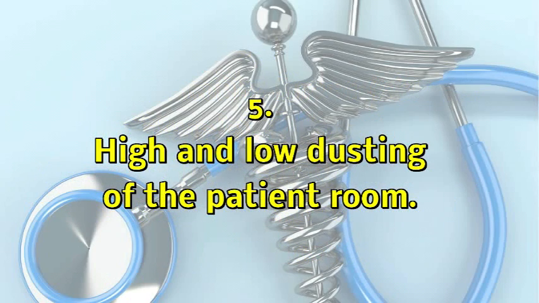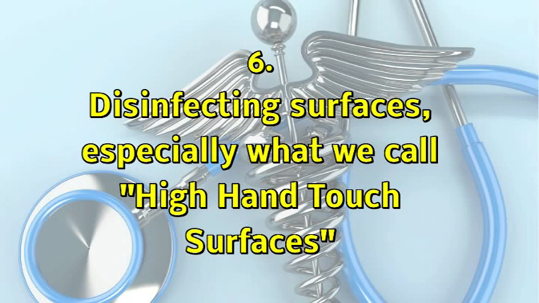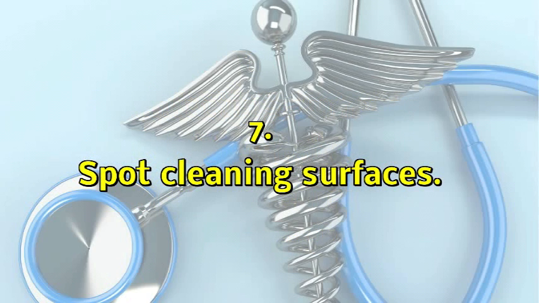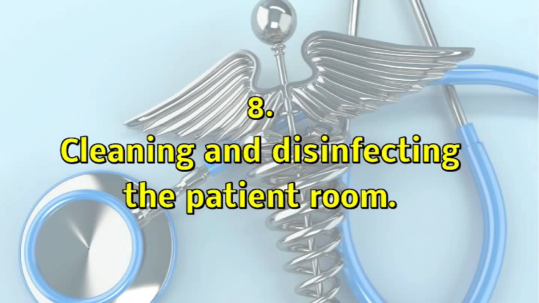Number 5. High and low dusting of patient room, emphasizing more thoroughness in this task simply because we can more easily do this work when a patient is not present without the risk of stirring up dust in the patient's indoor air environment. Number 6. Disinfecting surfaces, especially what we call high hand touch surfaces. Number 7. Spot cleaning surfaces. Number 8. Cleaning and disinfecting the patient restroom.